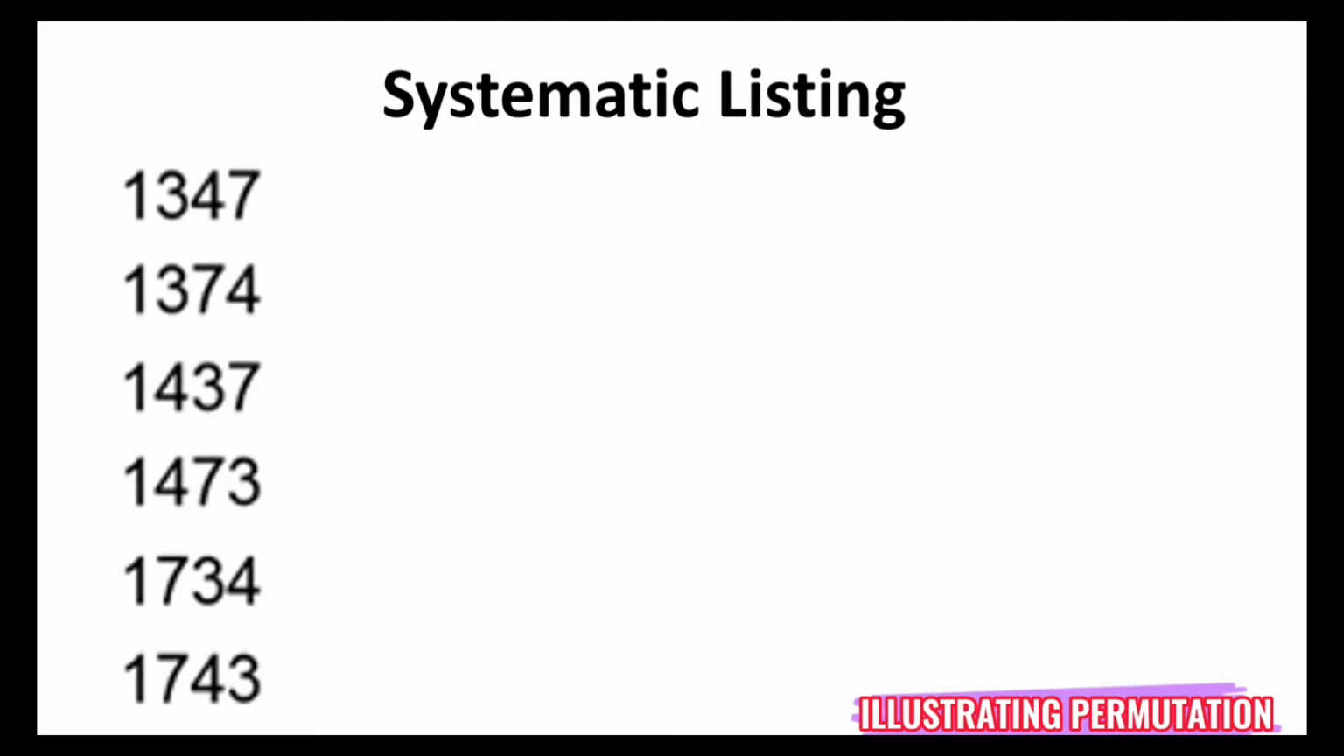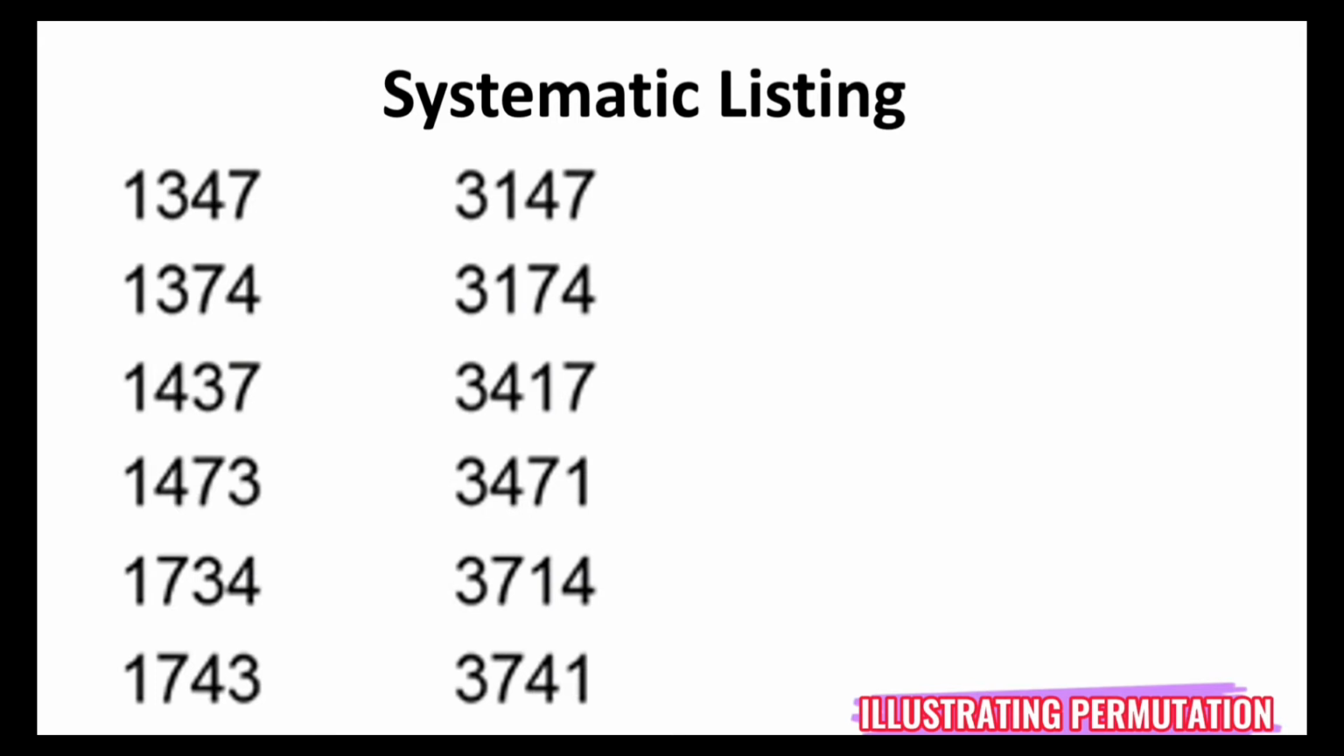This time, let us list all the possible codes starting with number 3. 3, 1, 4, 7, interchange 4 and 7, then we have 3, 1, 7, 4, and we have 3, 4, 1, 7, interchange 1 and 7, we have 3, 4, 7, 1. Another, 3, 7, 1, 4, interchange again 1 and 4, then we have 3, 7, 4, 1.